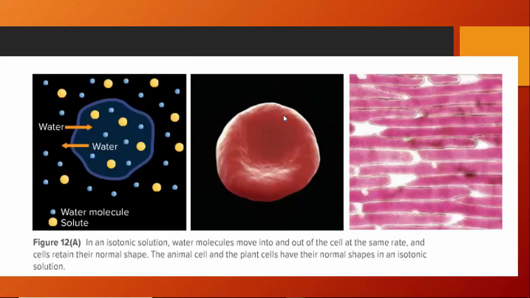All right, so here we have an illustration. Here we have water coming into a cell, water coming out of a cell, and here we have the solutes. So in an isotonic solution, iso meaning equal, water molecules move into and out of the cell at the same rate, and cells retain their normal shape. The animal cell and the plant cells have their normal shapes in an isotonic solution, animal cells being more round, plant cells being more rectangular. So here they have retained their normal shape.